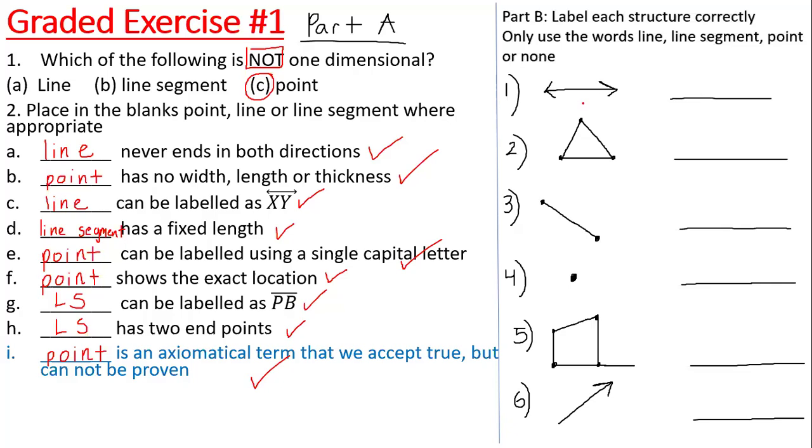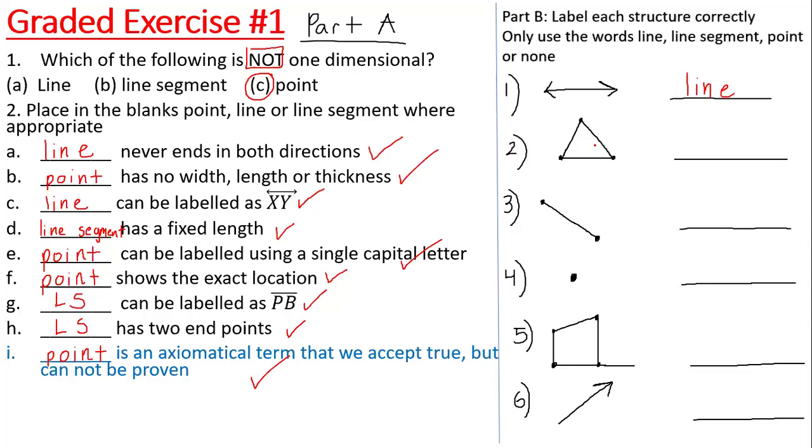Yes, sir. What do we got for number 1, part B? I got a line. A line, very good. Anyone else got a line for part B? For 1B? I did. Very good. I got a line, I got one.